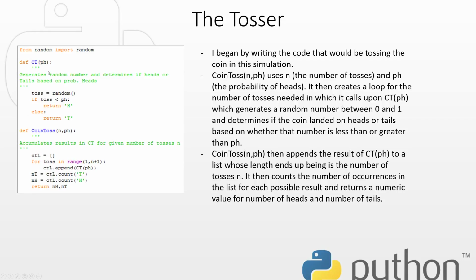Then coin toss, for each occurrence of n, appends to a list the resulting heads or tails, and then takes account of those occurrences within the list in order to give us the number of heads and the number of tails.